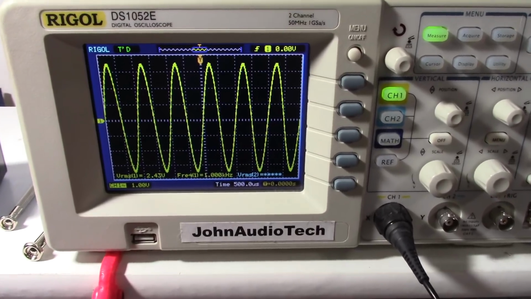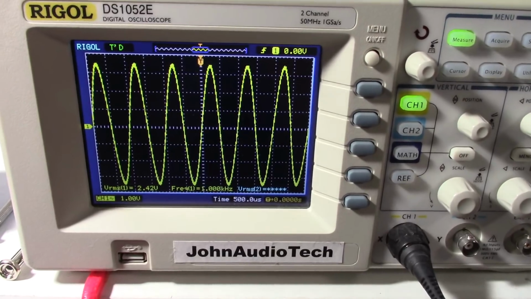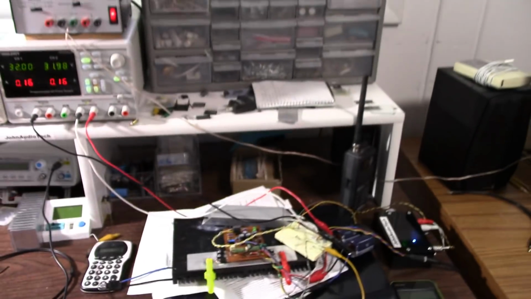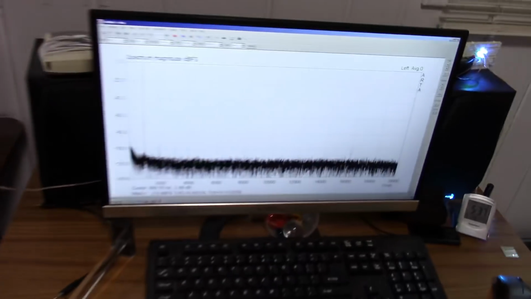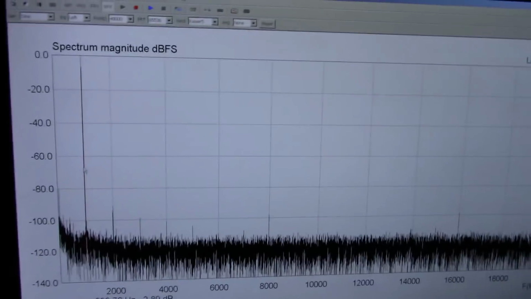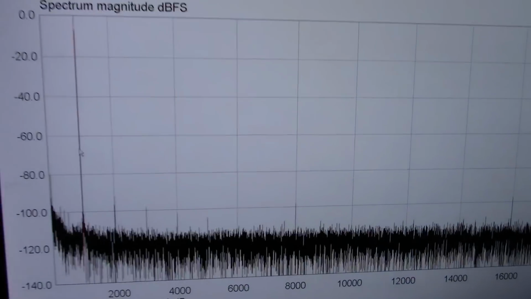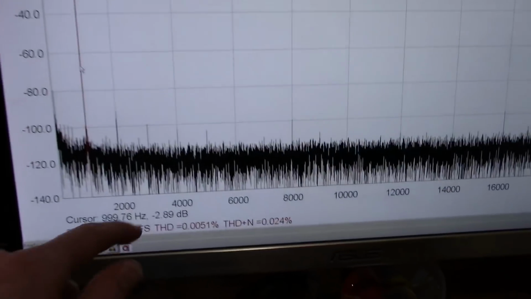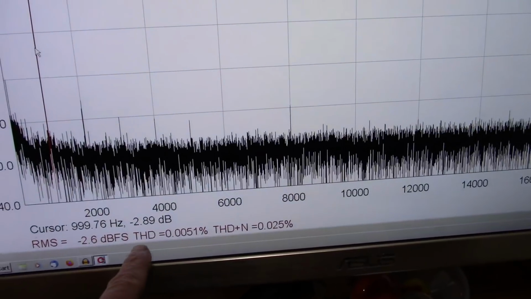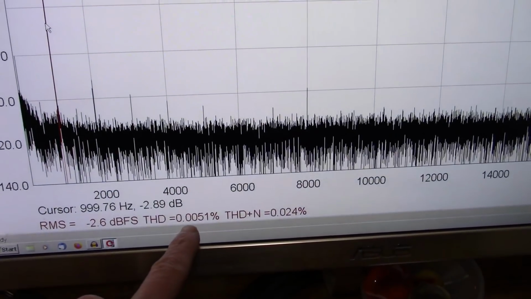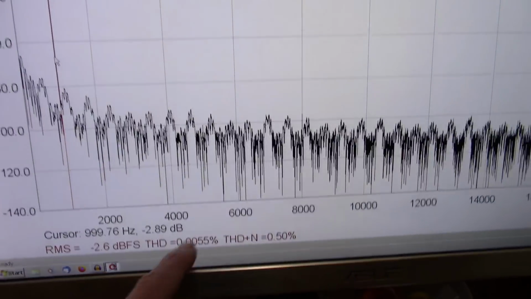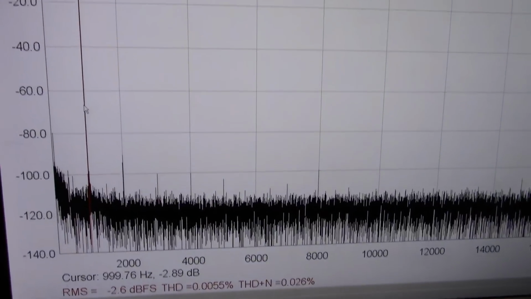Okay, the amplifier is putting out 2.4 volts. That's a little less than a watt, but as close as I can get it. That's critical, because that's probably around normal listening level. And here's what we're getting. 1 kilohertz, 0.005. That looks like my signal.